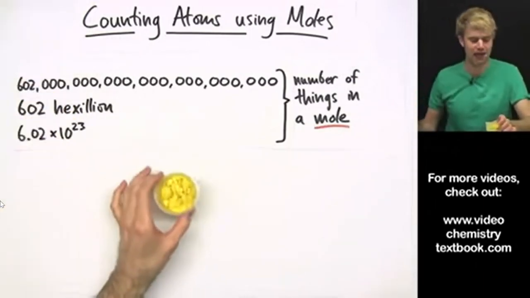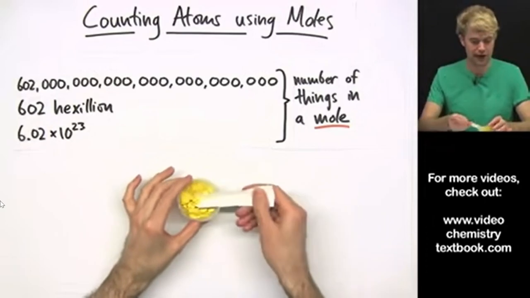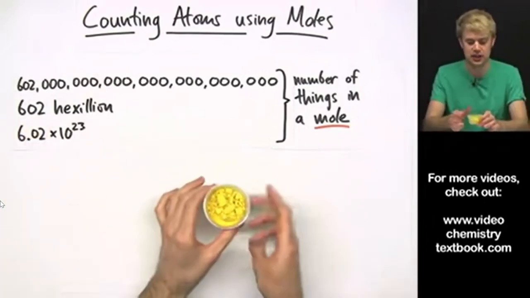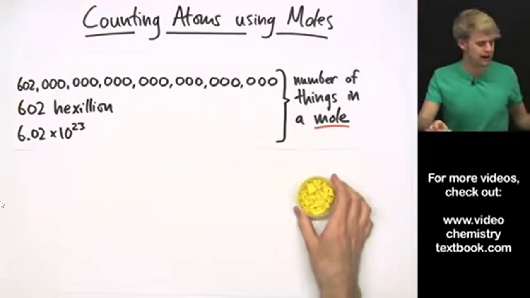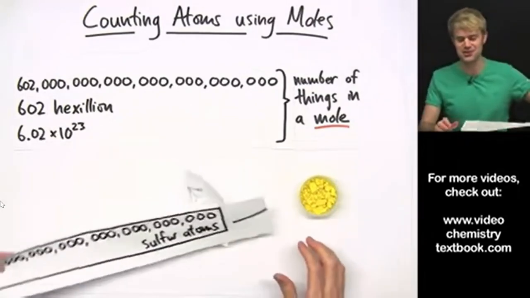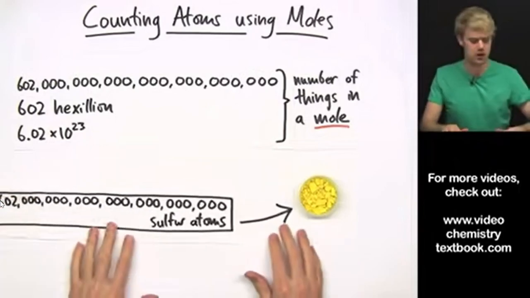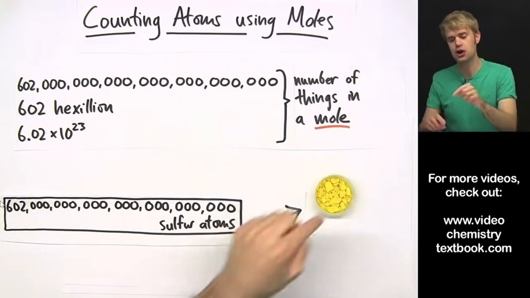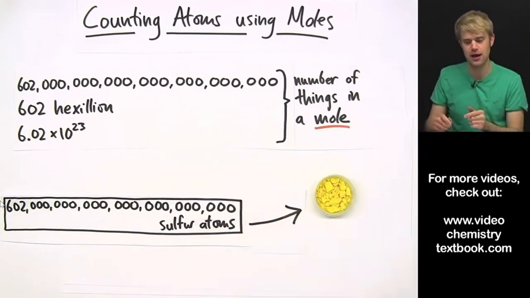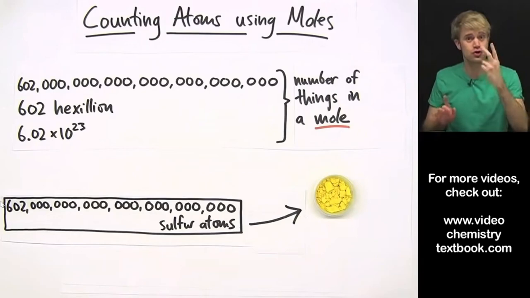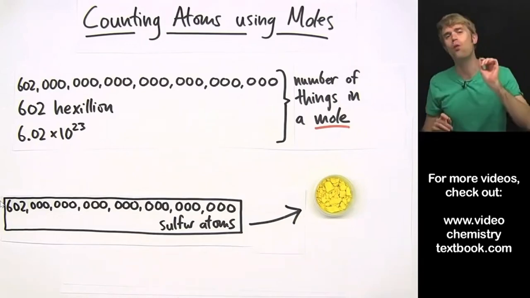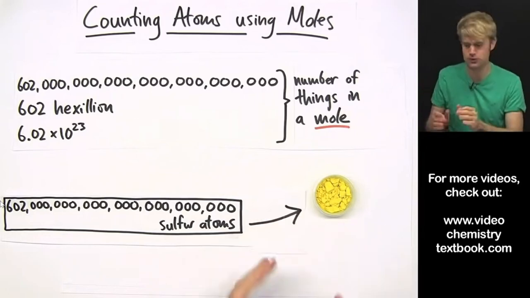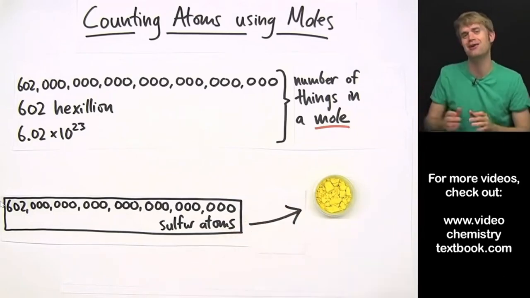Now, let's take a look at a mole. Right here, I have a mole of sulfur atoms, which is just about 602 hexillion sulfur atoms. Now, this is pretty crazy because it's such a giant number of sulfur atoms. Here's my question. How do I know that there are 602 hexillion sulfur atoms here? I couldn't count them out for two reasons. One, atoms are way too tiny. We can't even see them with a very powerful microscope. So there's no way that I could have seen the atoms and counted them out.